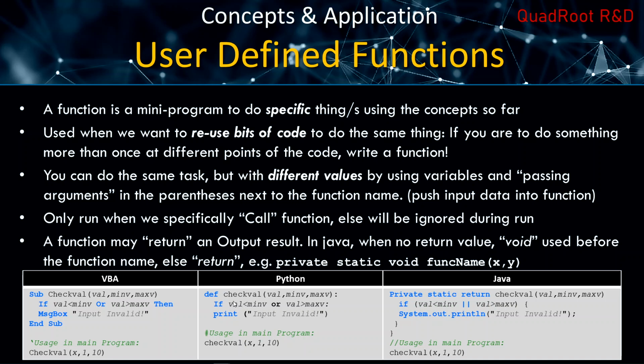In Python, it's def checkval(val, minv, maxv). If val is less than minv or val is greater than maxv, print input invalid. And it's pretty much the same usage in Python. And the same in Java. Note the OR condition here. And private static, with a return type. So this says that we're expecting a return. So checkval, minv, maxv.